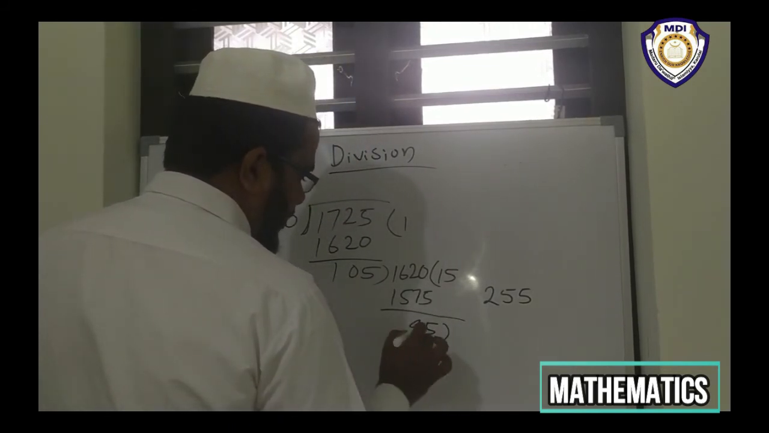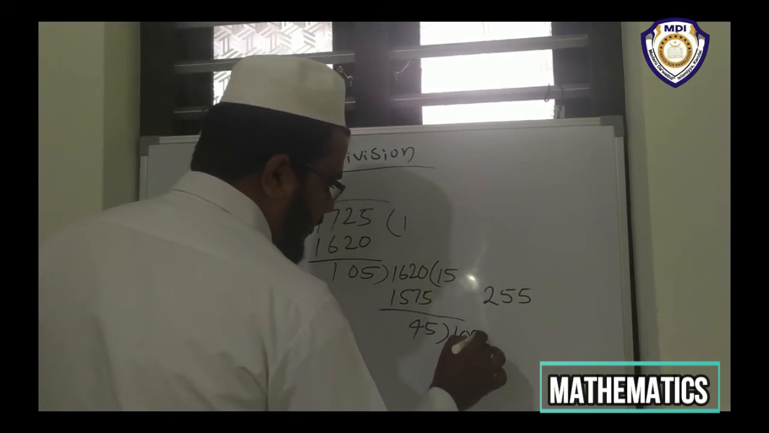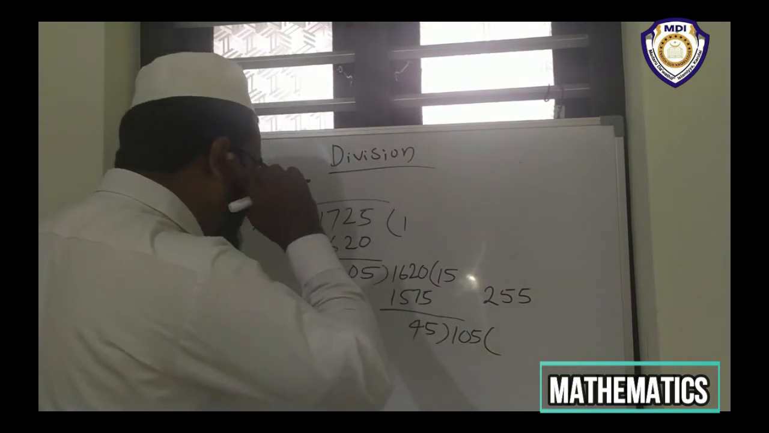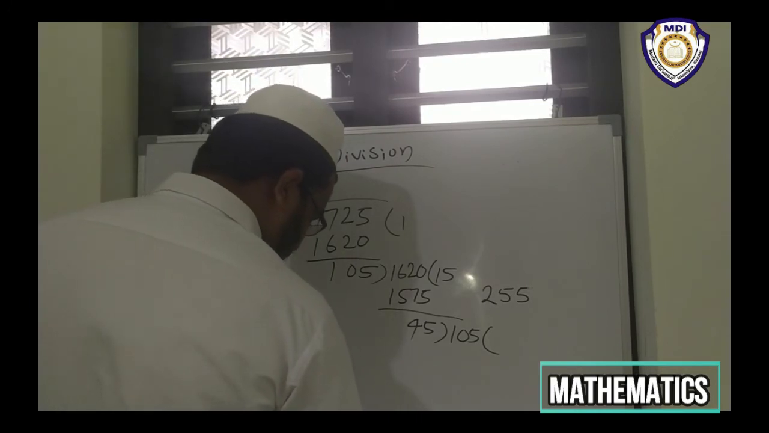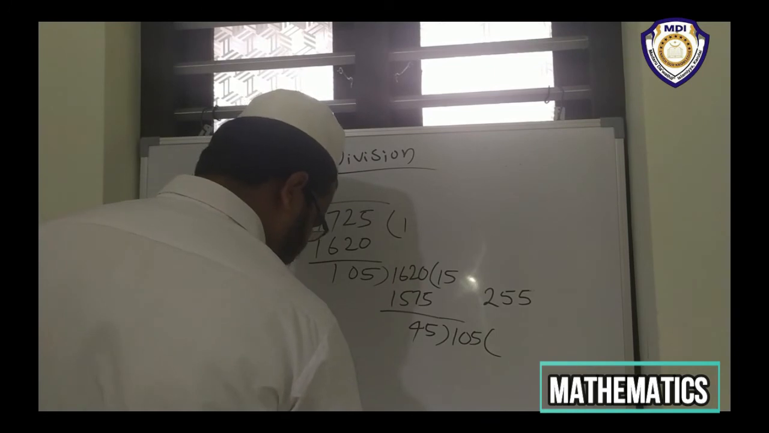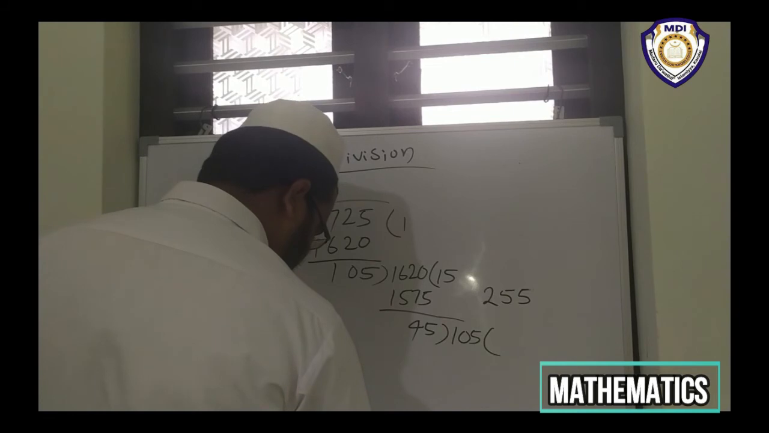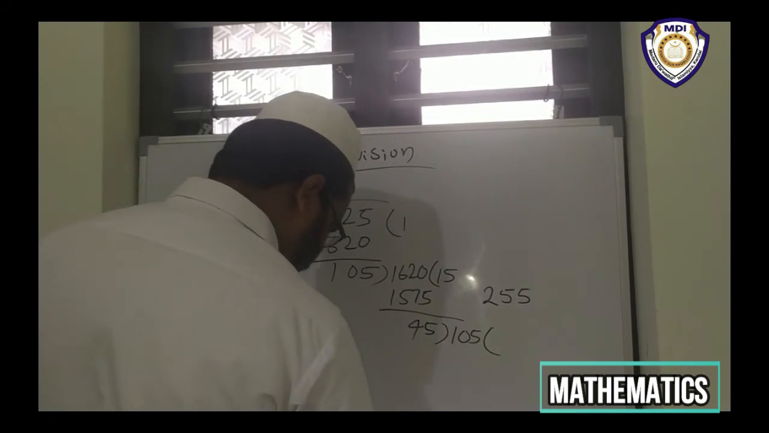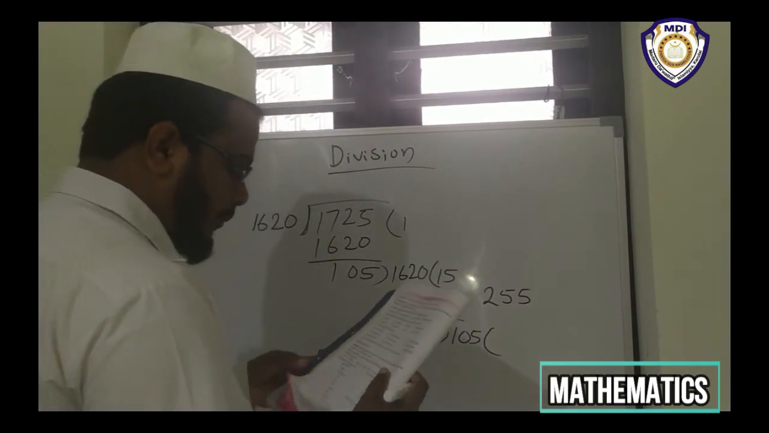And it becomes the divisor and a dividend, 105. How many 45s are there in 105? Can you say? Try your best. Two. Yes, only 2.